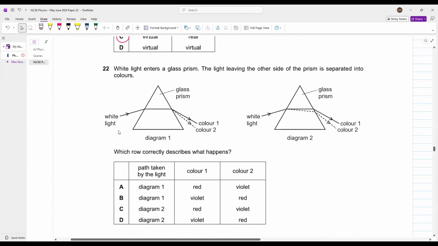Let's further move ahead. White light enters a glass prism. The light leaving the other side of the prism is separated into colors. Okay. Which row correctly describes what happens? ठीक है बेटा, कौन सी डायग्राम करेक्ट है इनमें से?